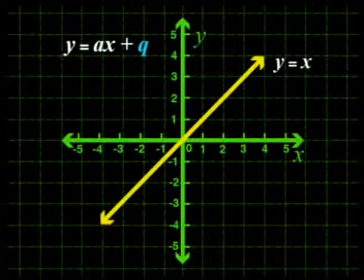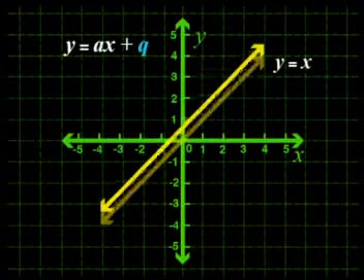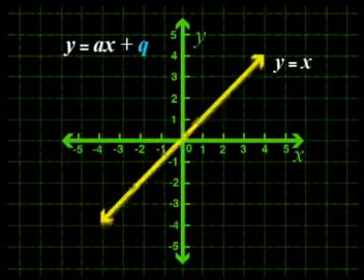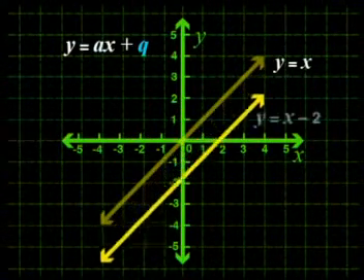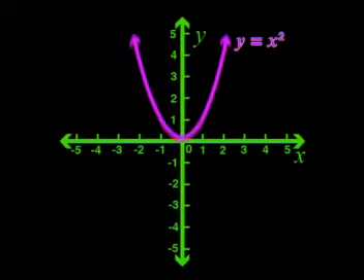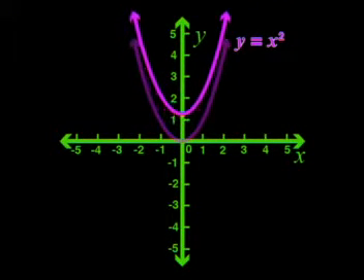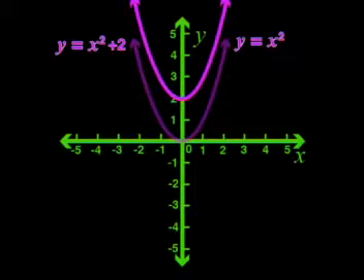Wait, I think I can already make a conjecture about the effect of Q. Great, let's hear it. Well, think about the other functions. The straight line graph shifted up and down the y-axis when we changed the Q value. The parabola did the same. The Q in both these graphs shifted it. Carry on. You are onto something here.